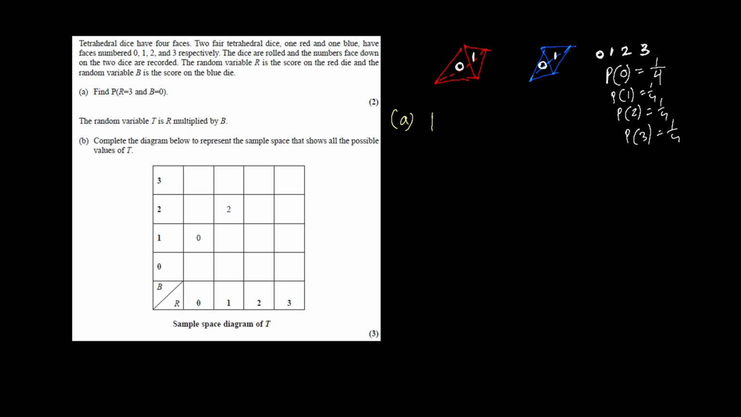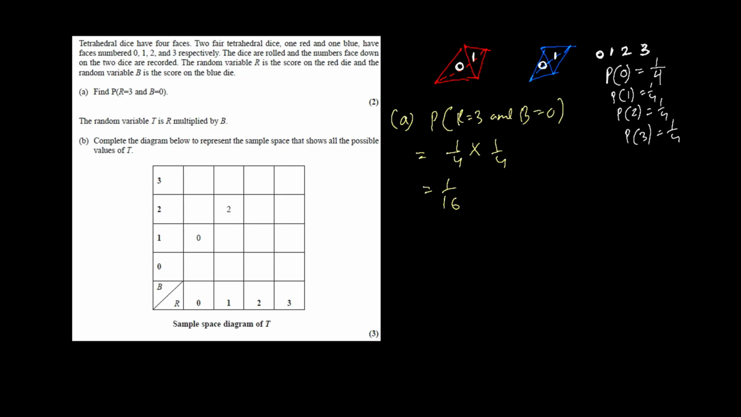Question number A says, find the probability that on R the score would be 3, and on B the blue score would be 0. No matter what happens, each of them has the same probability, 1 by 4. So getting a 3, there's only one 3, so 1 by 4. On the red, getting a 3 is 1 by 4. And the rule of probability means multiply. Getting a 0 is also 1 by 4. If you multiply, you get 1 by 16. So the answer for A is 1 by 16.